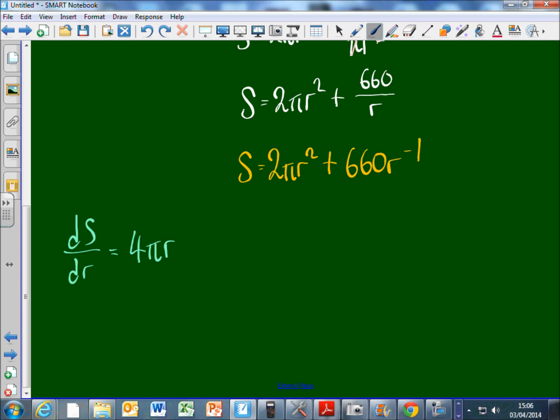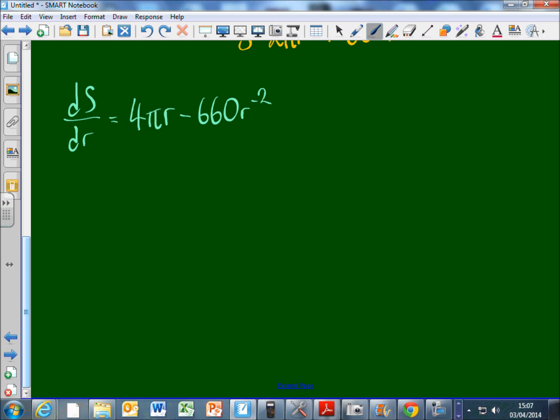And then 660 r to the minus 1, what would that go to? Minus 660 r to the negative 2. Brilliant. And when I'm going to solve this, let's just do this as a separate step. You're absolutely right with the differentiation, you got 2 marks if it was a question, okay?